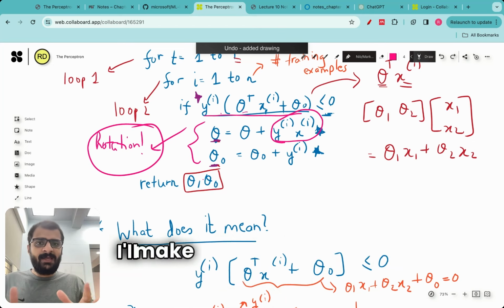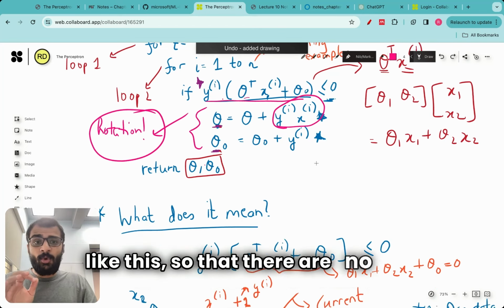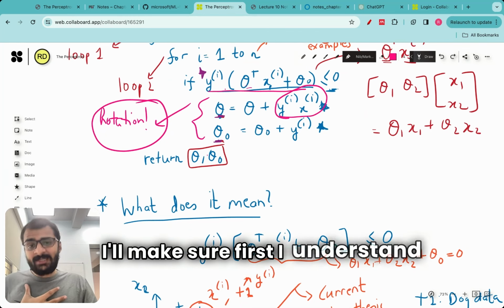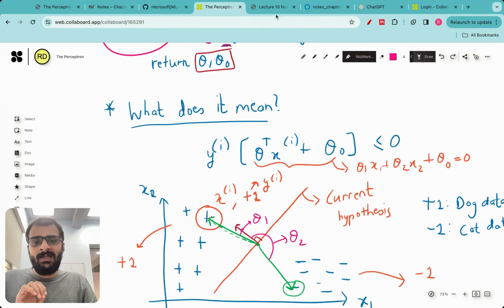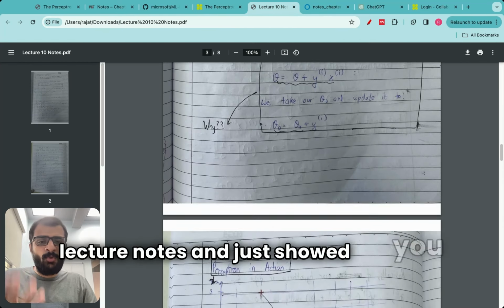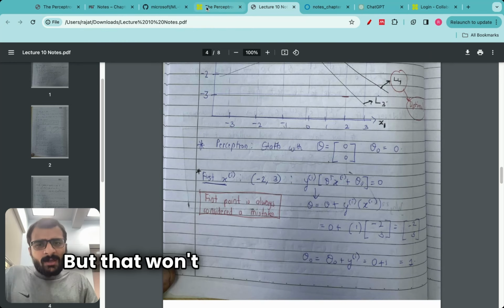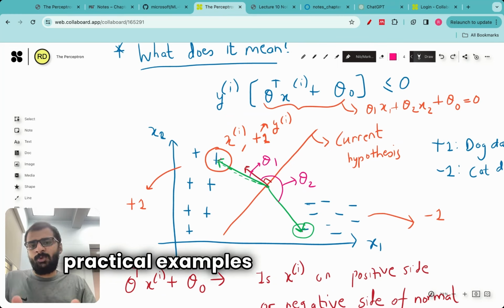As always, I'll make lectures in a highly comprehensive manner like this, so that there are no gaps. I'll make sure first I understand everything and I write down in front of you so that you also understand everything. I could have easily right now just gone through the lecture notes and just showed you what we are doing. But that won't convey this algorithm to you clearly. And that's why I took practical examples to explain it to you.